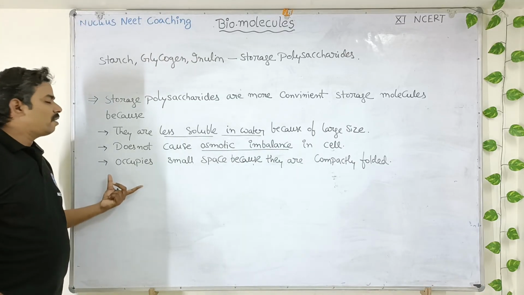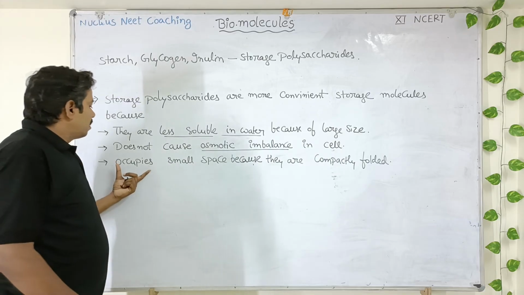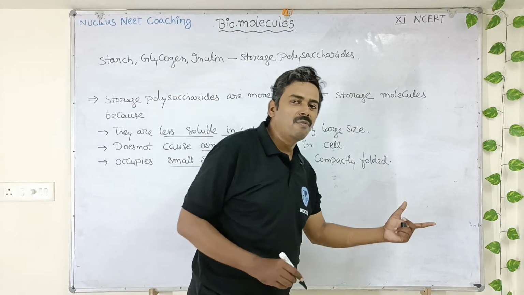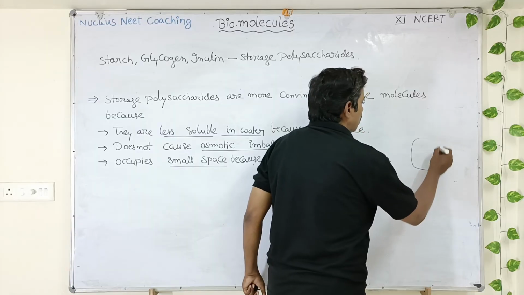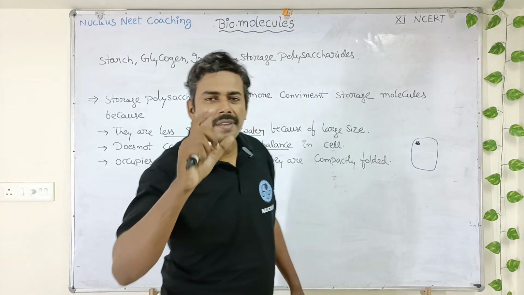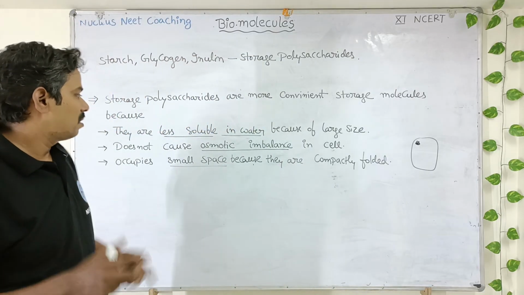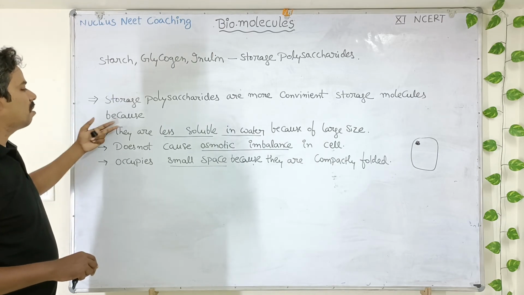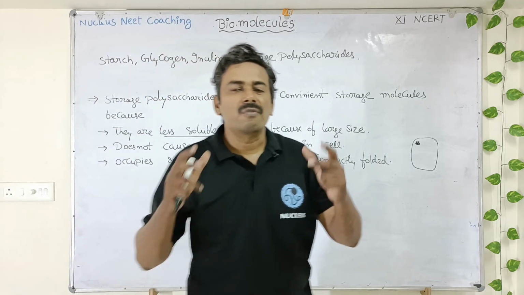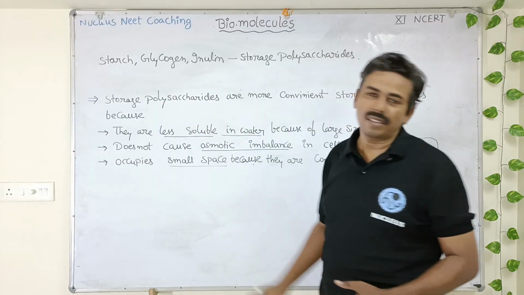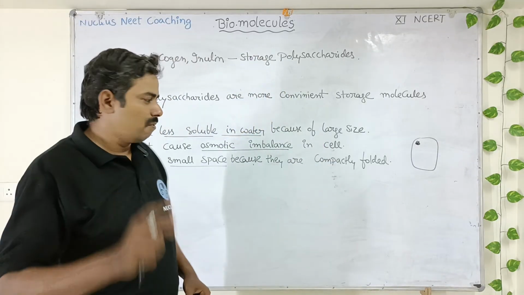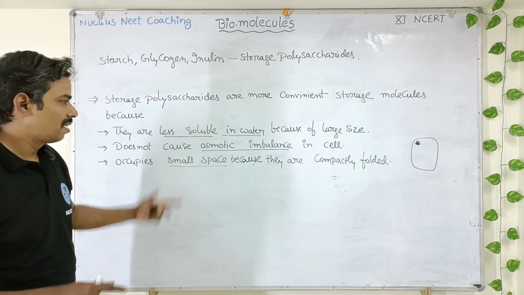Next, another benefit of storage polysaccharides is that they occupy small space because they are compactly folded. Inside the living cells, storage polysaccharides get compactly folded and occupy only little space inside the cell. So this is another advantage for the cells. These are the three important reasons why living organisms prefer to store their food material in the form of storage polysaccharides like starch, glycogen and inulin. Question definitely will come from these three points in the NEET examination, students. Note down.